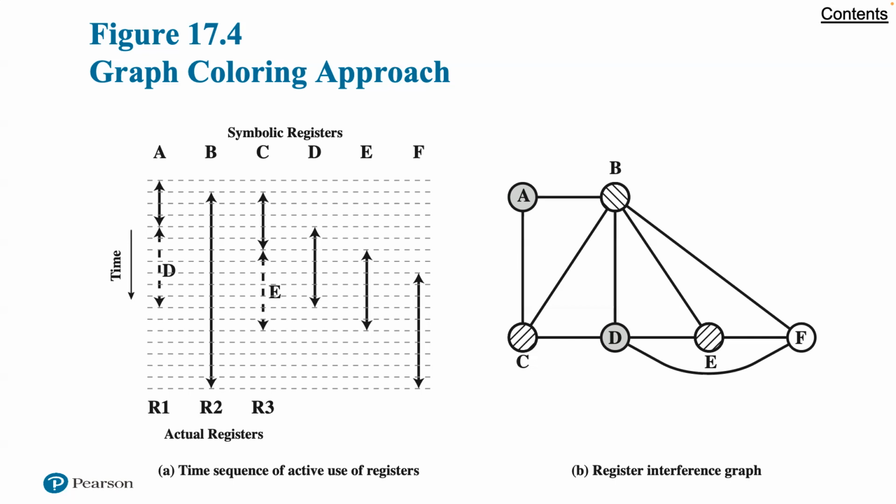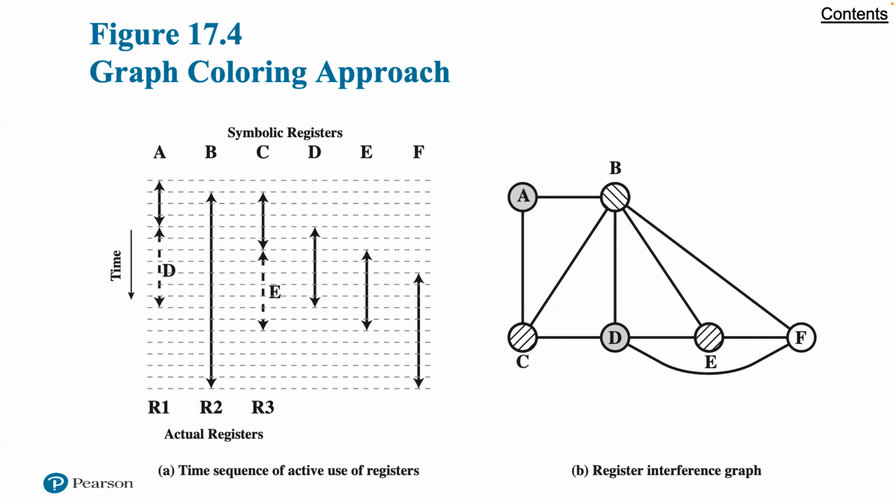The nodes of the graph are symbolic registers. If two symbolic registers are, quote, "live" during the same point in the program fragment, then they are joined by an edge to depict interference. An attempt is made to color the graph with n colors, where n is the number of registers. Nodes that share the same color can be assigned to the same register.